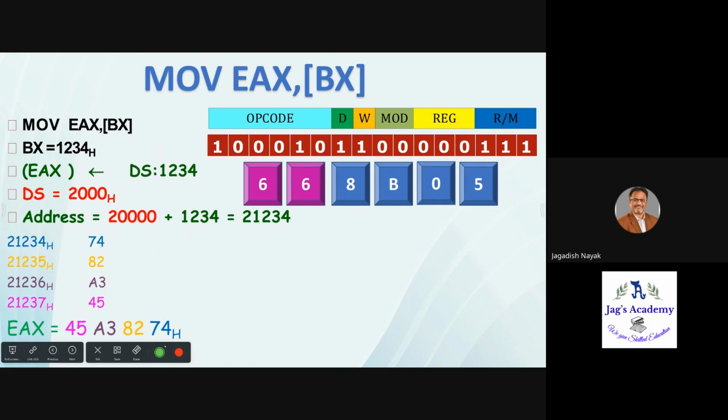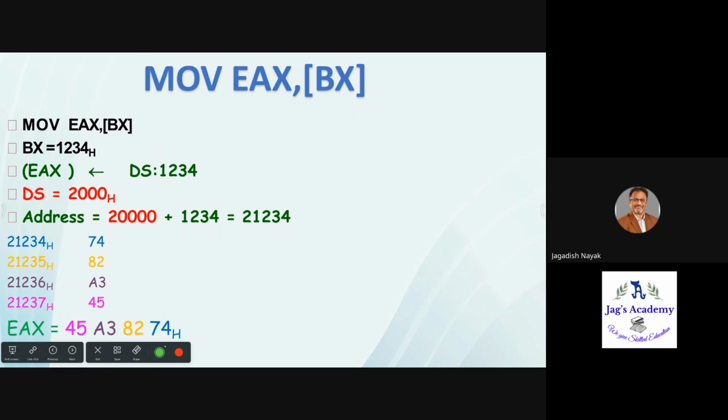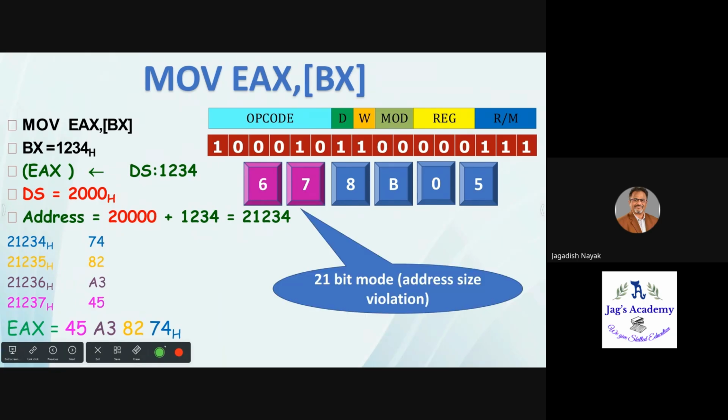Why 66 there? We are assuming 16-bit mode of operation, but there is a violation of register size, BX. That's why you're putting 66 here. Yes, 16-bit mode of operation violation. That's okay. Now you see here 8B05. Why put 67? Because it's not 16-bit, it's a 32-bit mode of operation. There's a mistake in this; I will correct it. Address size violation, because address size violation is there, right? BX.